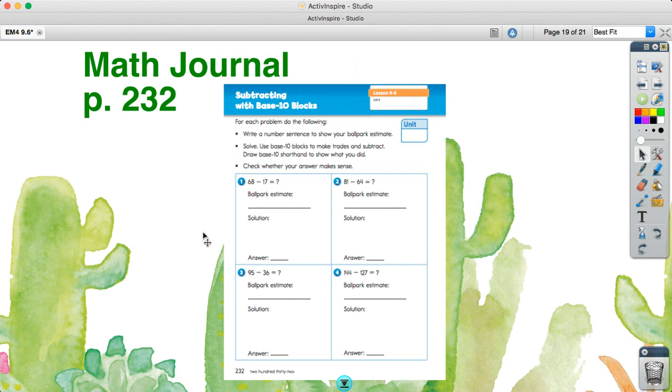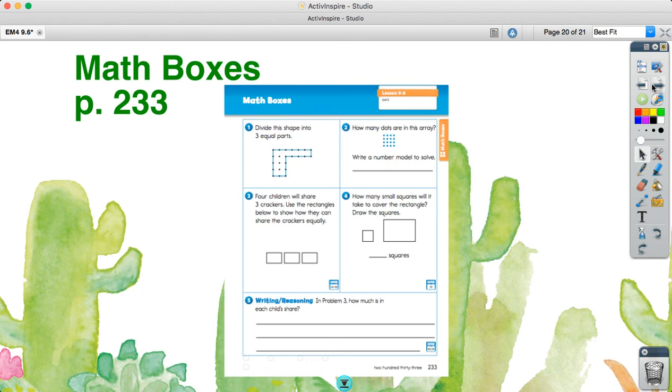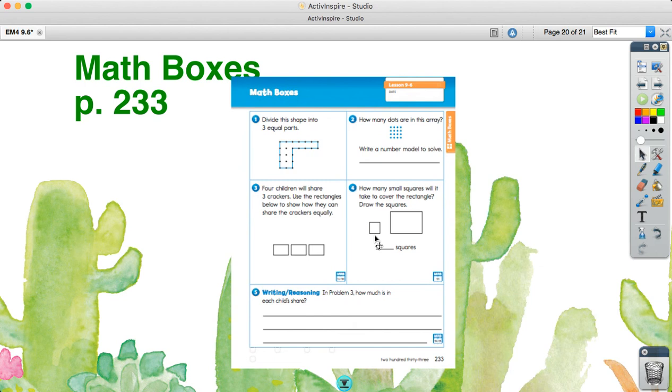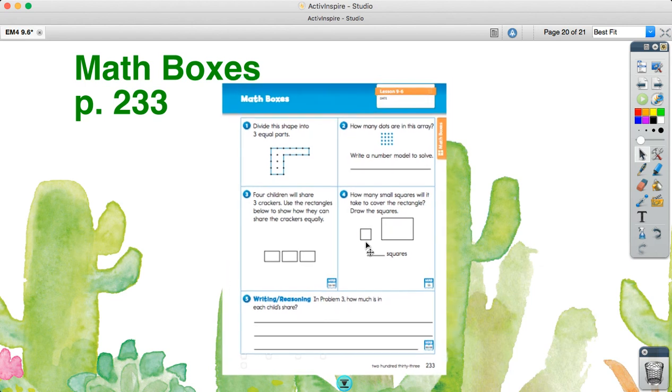We just completed your math journal page together. Today's math boxes are on page 233. Number 1, divide this shape into 3 equal parts. Number 2, how many dots are in this array? Write a number model to solve. Number 3, 4 children will share 3 crackers. Use the rectangles below to show how they can share the crackers equally.